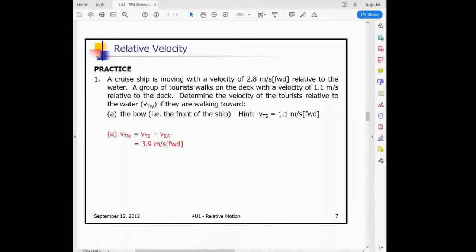So while they're walking 1.1 meters per second on the ship, they're also moving with the ship at 2.8 meters per second. So their total velocity is 3.9 meters per second forward.